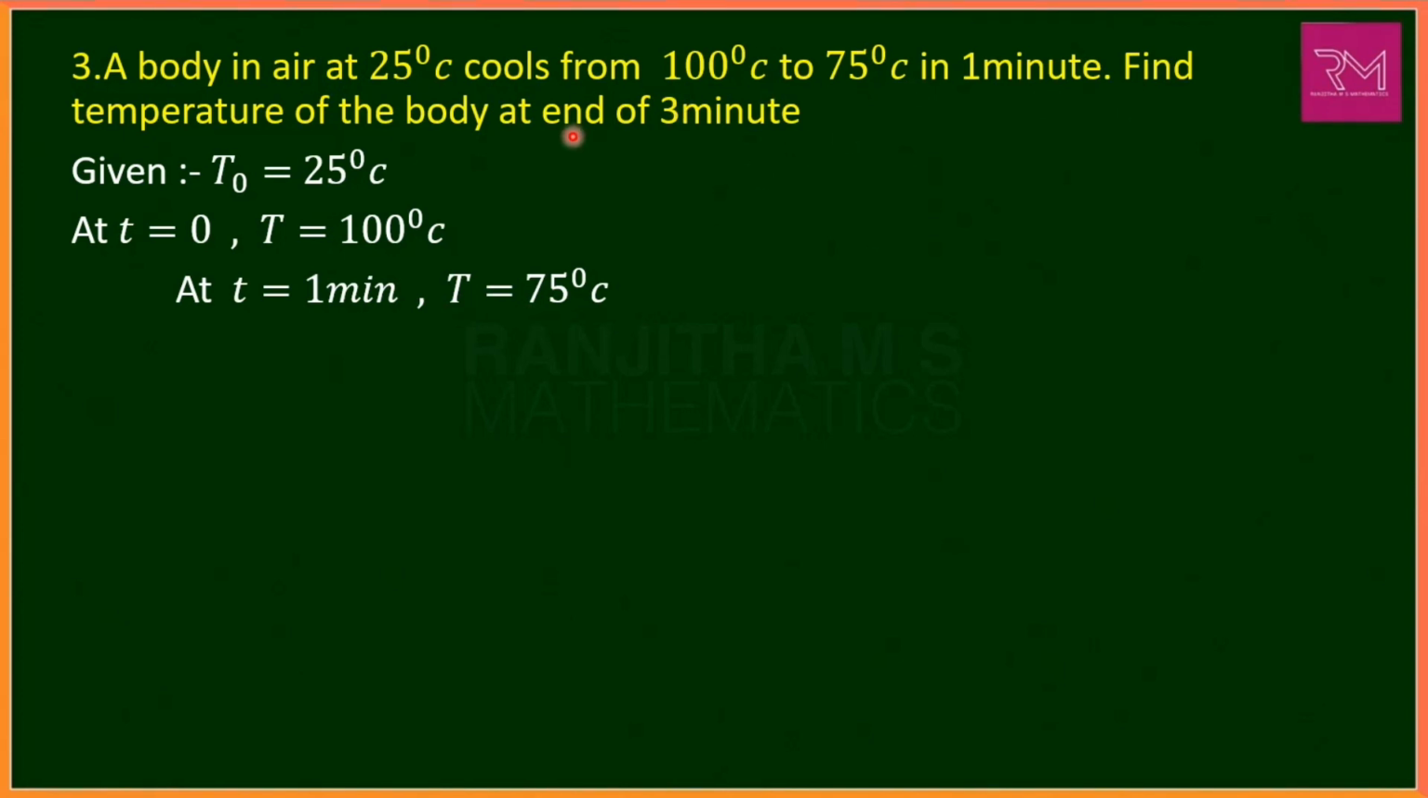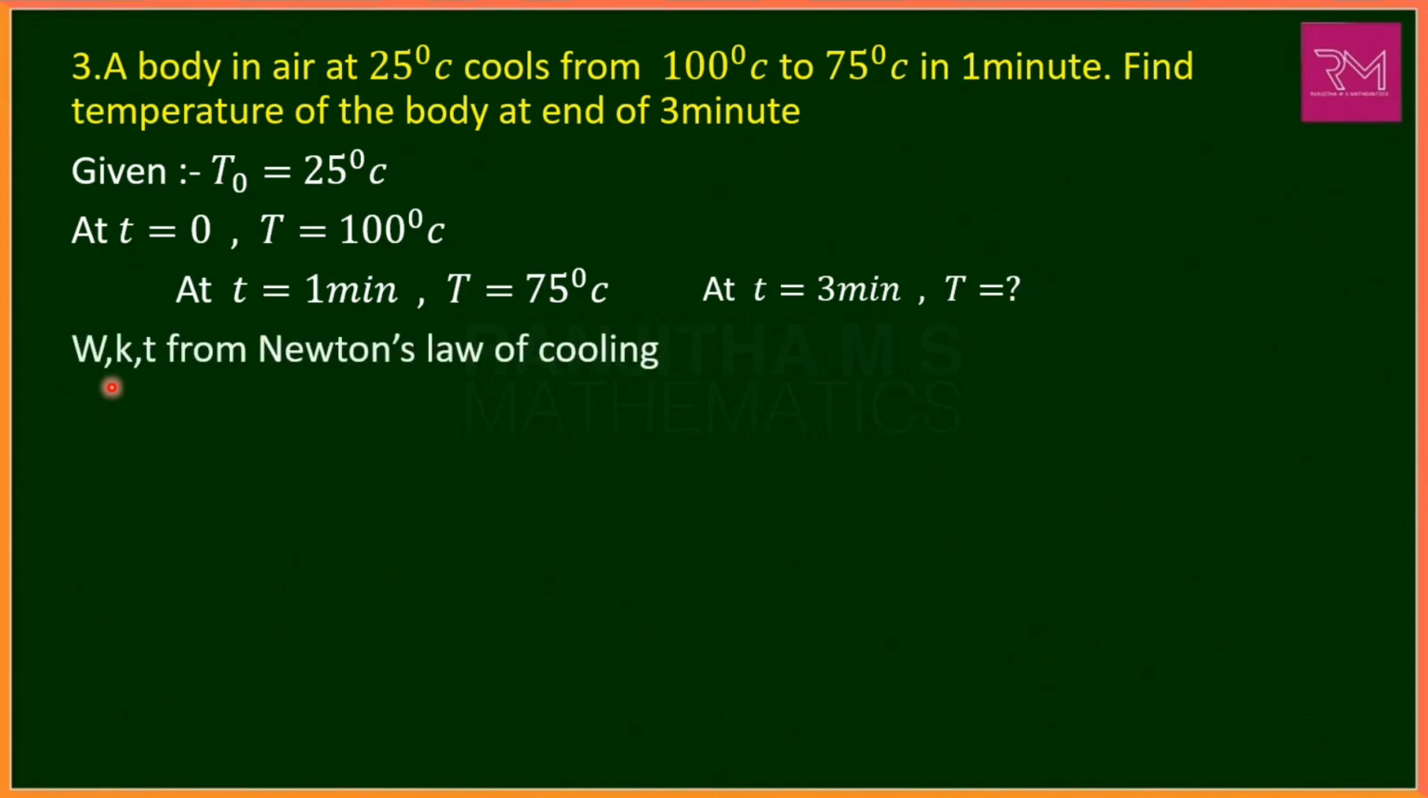We have to find the temperature of the body at the end of 3 minutes. That is, at t equal to 3 minutes, we have to find the temperature of the body. We know from Newton's law of cooling the formula T is equal to T0 plus lambda times e to the power minus kt. First, our aim is to find the lambda value. Using the lambda value, we find the K value. After finding lambda and K, we can find the temperature of the body.